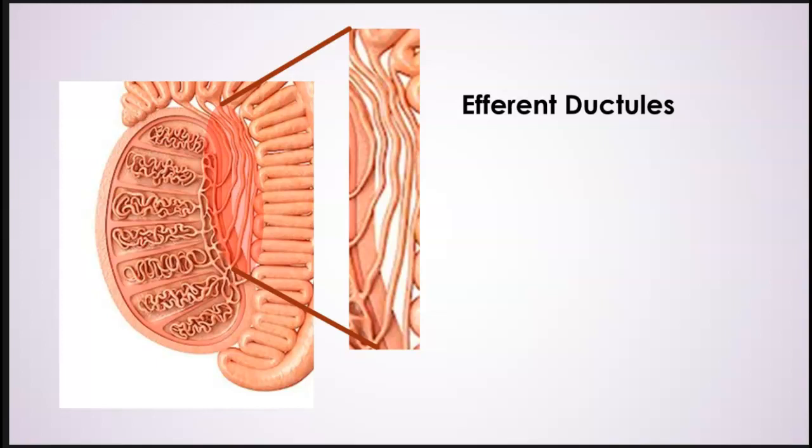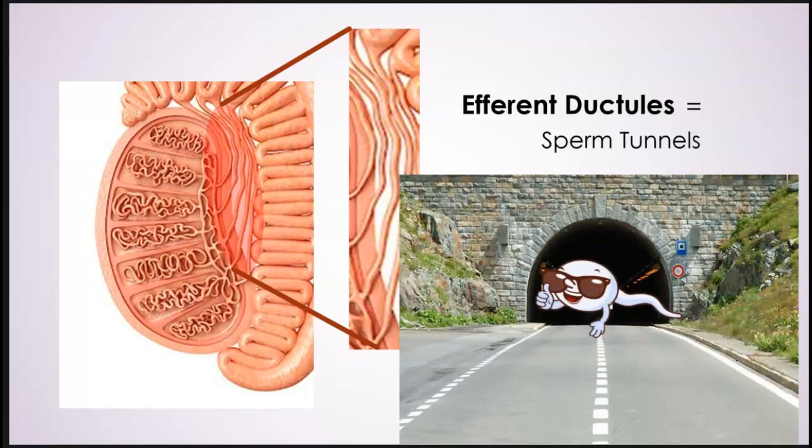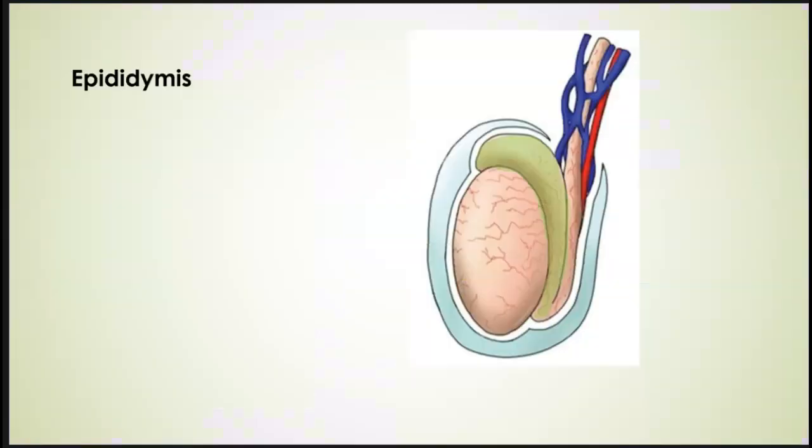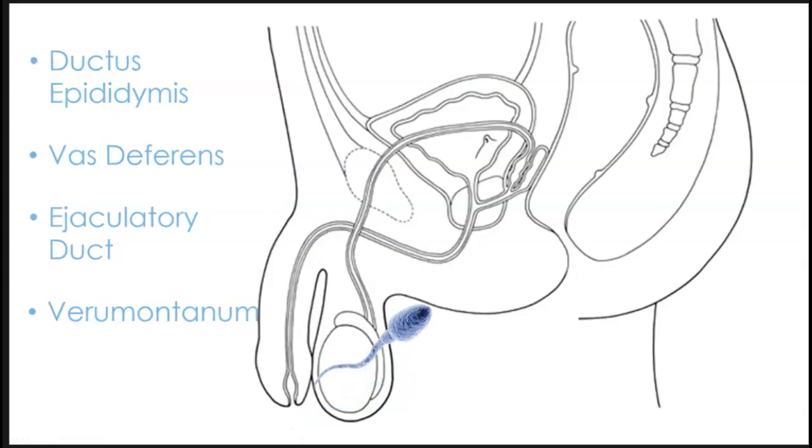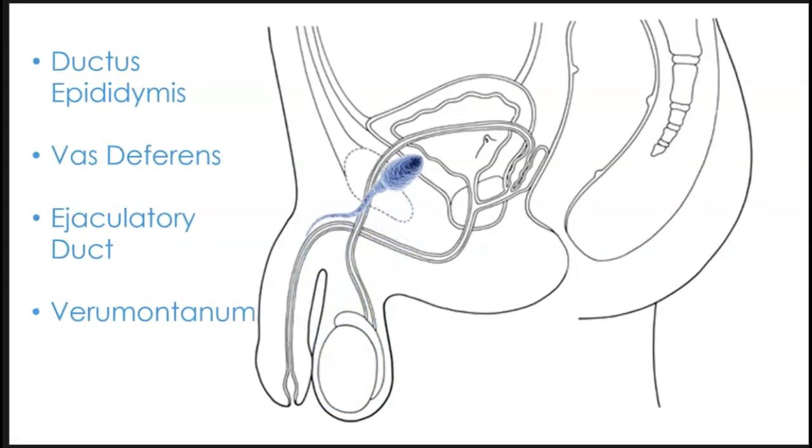Rete testis turns into our efferent ductules. These are going to be like our sperm tunnels. They're going to be the connecting tunnel to transport sperm from testicle to epididymis. And epididymis is going to be our sperm storage facility. And it's also going to be where the sperm matures. Once mature and ready for departure, sperm travels from the ductus epididymis to the long tunnel, the vas deferens, meets with the seminal vesicles to ejaculatory duct, verumontanum, and finally out the urethra.